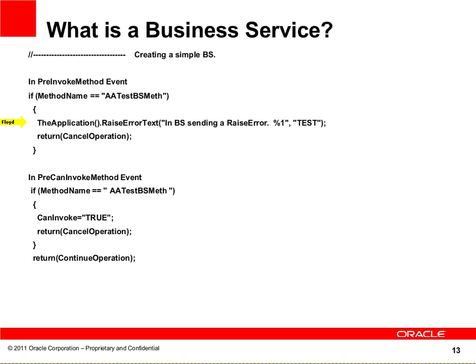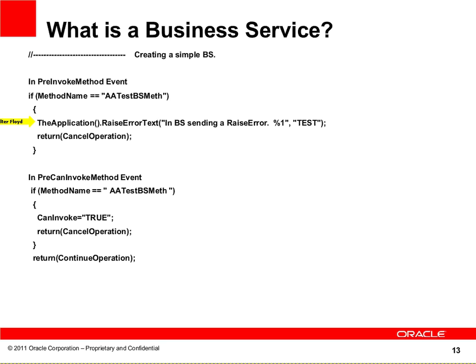Now, note, the best practice would not be to do this exactly. This is a very simple example. The best practice would be that in this right here, you would call a function in the business service and let all the processing be done in that function, so that you have the pre-invoke method just very clean and it just goes, if it's this business service, execute this function.